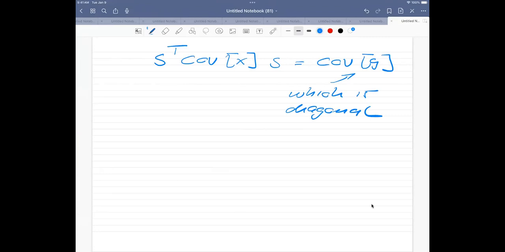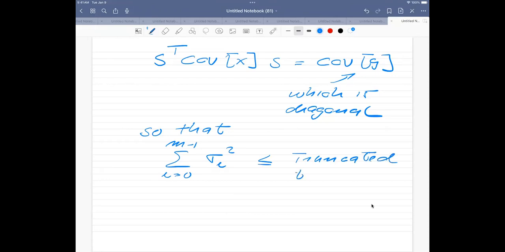Can we construct such a matrix S iteratively so that we can actually put a truncation on the total variance, so that instead of having a sum over p, we have a sum from 0 up to a variable n minus 1, where sigma_i squared is smaller than a truncation of the total variance? Truncated total variance.